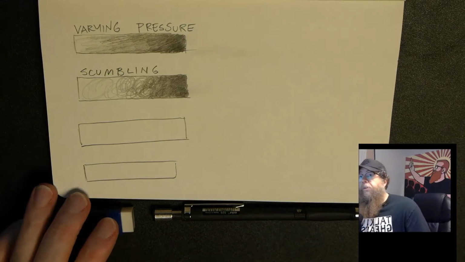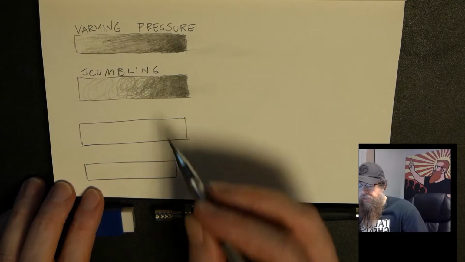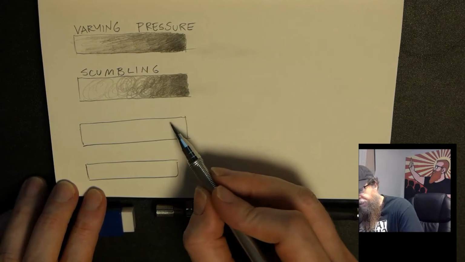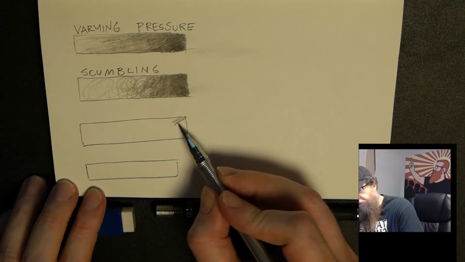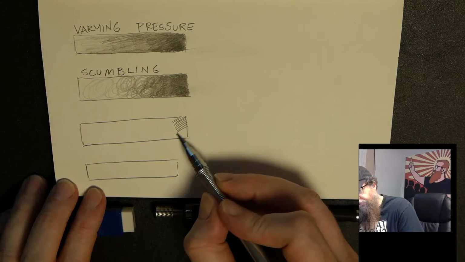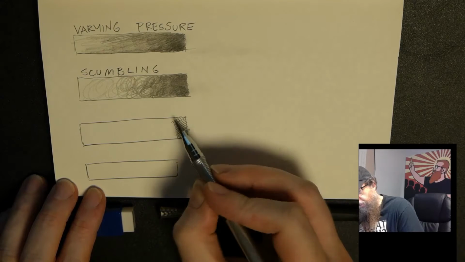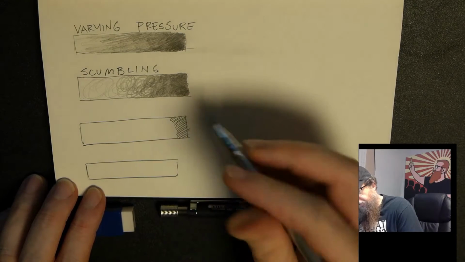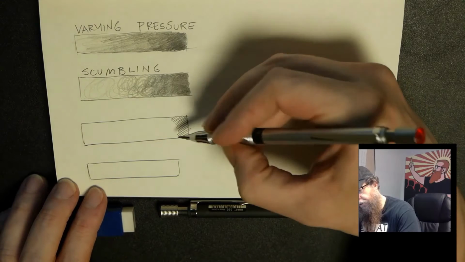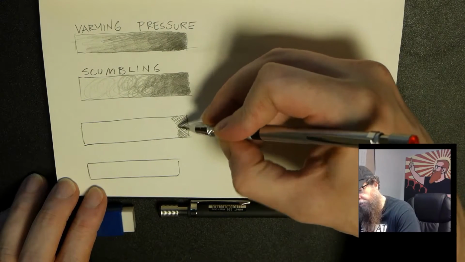Okay, now the next one is called hatching or cross-hatching. Hatching would be if I did lines that just go in one direction. And this is going to be mostly cross-hatching, because cross-hatching is when you then come around and you do it in the opposite direction.